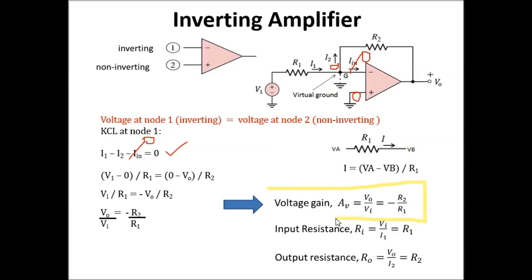So why do you have the negative sign? Because it's inverting, which means that your output will be inverted. If this is your input, then your output will be amplified but inverted. So it is amplified, but it is inverted. Okay, so let's go to the next example for inverting.